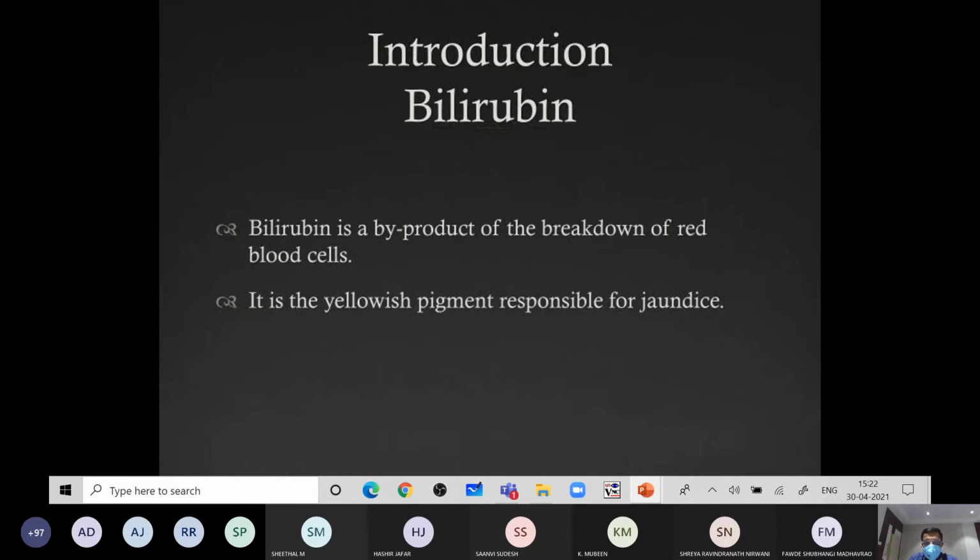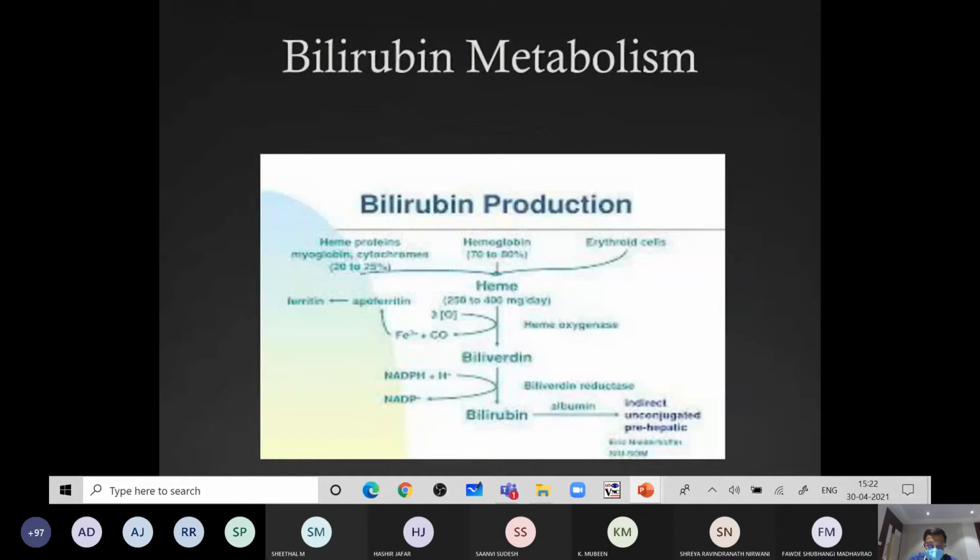Bilirubin is a byproduct of the breakdown of red blood cells, which live only 120 days, after which they are degraded. Normally less than 1 milligram is present, and the rest is excreted through the excretory route. It is the yellowish pigment responsible for jaundice. The metabolic pathway of degradation is given here. Bilirubin production: can you see this slide clearly?